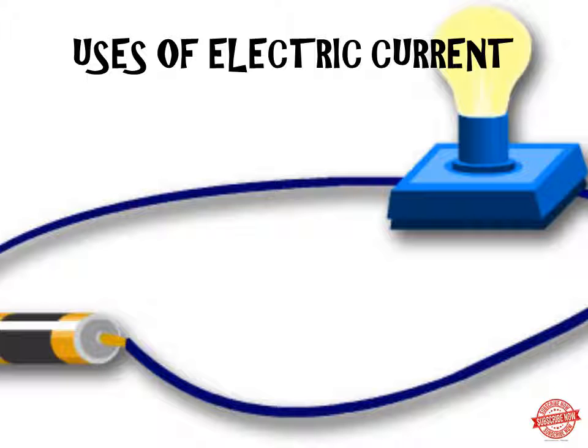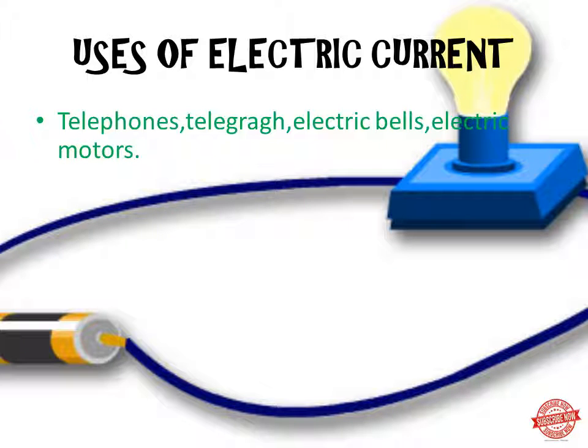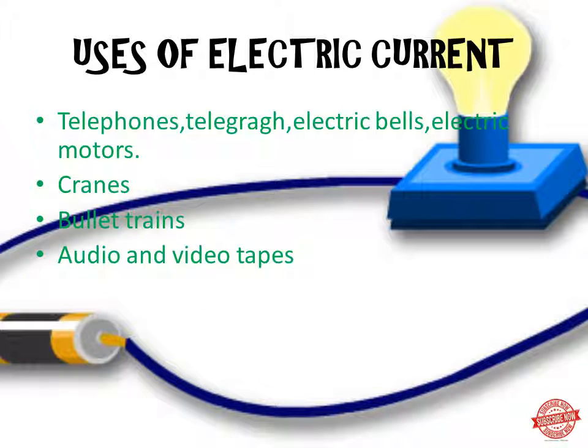There are some uses of electromagnets. Let's look at them one by one. Electromagnets are used in telephones, telegraphs, electric motors, electric bells, and generators. Powerful magnets are used in cranes. Bullet trains use the principle of electromagnetism. Audio and video tapes use the principle of magnetism.